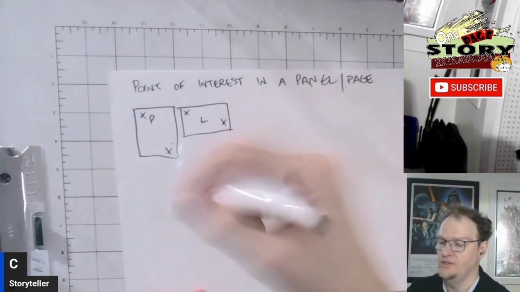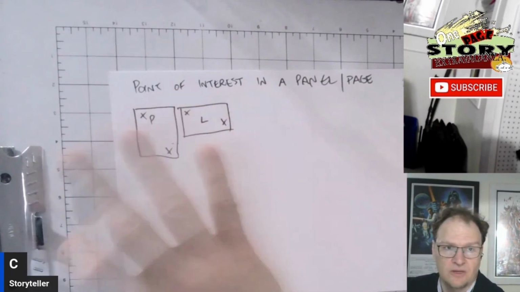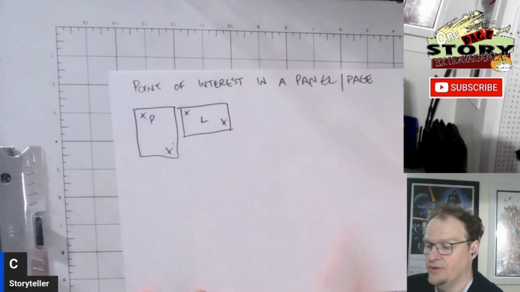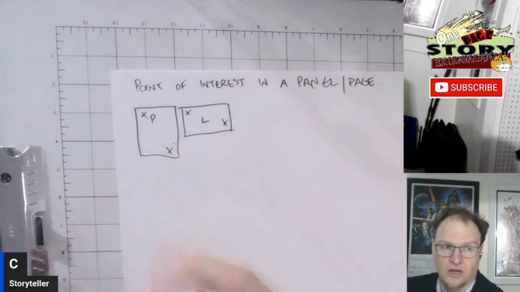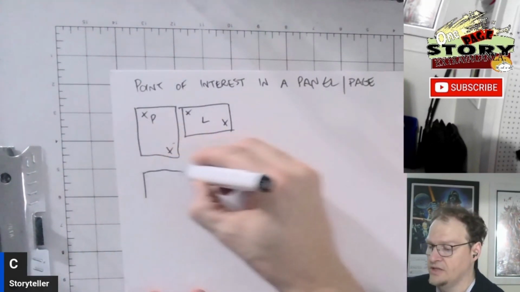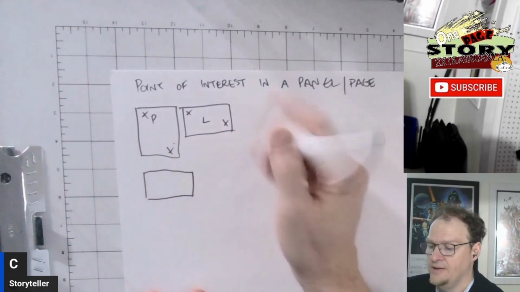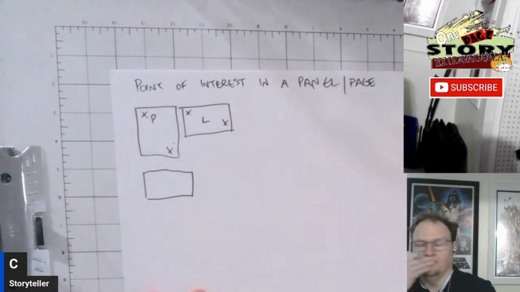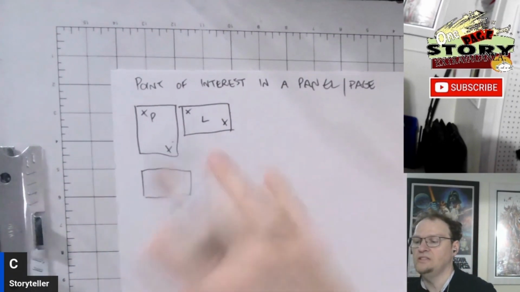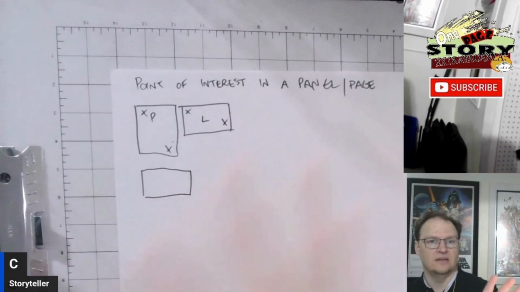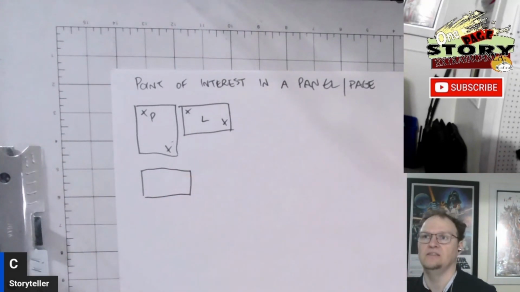Okay, now, point of interest in a panel. Depending on however many panels we have on a page, the point of interest needs to be the draw to it. So when you look at it right off the top, let's just take a blank square. This tells the eye nothing. This reads as 0.